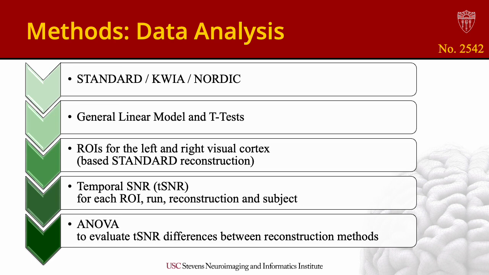Based on the t-statistic map from the standard reconstruction, 2 regions of interest for left and right visual cortex were generated. Average fMRI time series data from these regions of interest were extracted for each run and reconstruction method to compute the respective temporal SNR. A one-way ANOVA was conducted to evaluate TSNR differences for the 3 reconstruction methods.